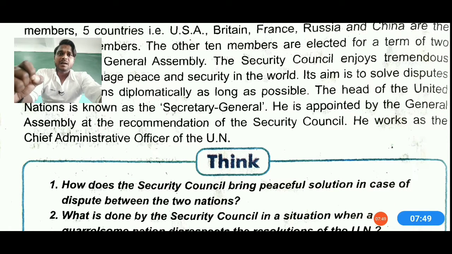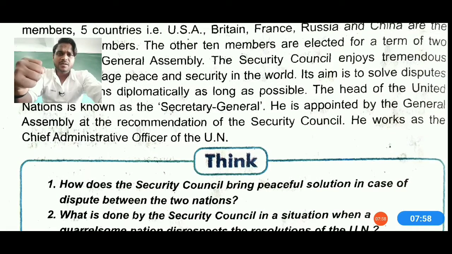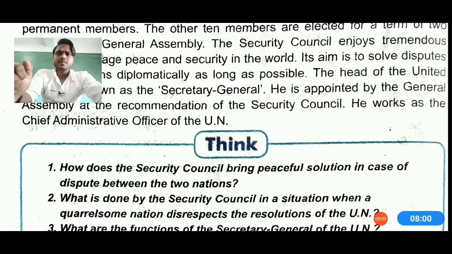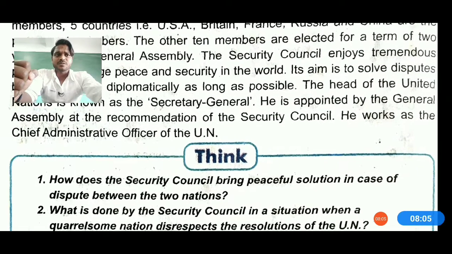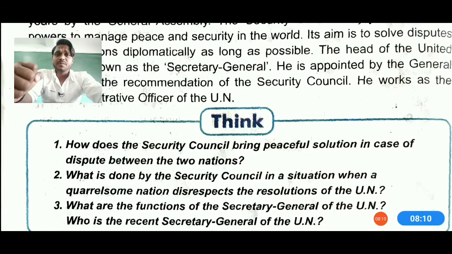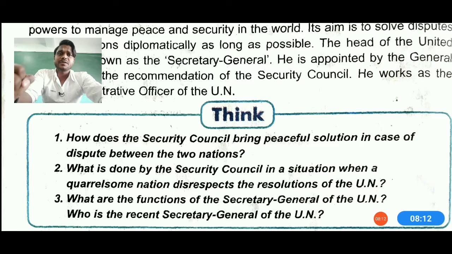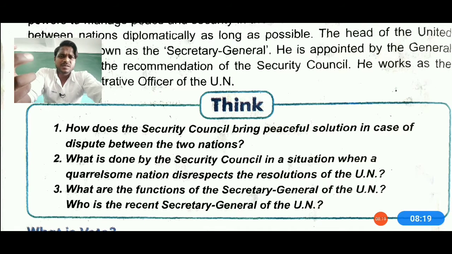Five members are permanent members. Now see, which are the five? USA, Britain, France, Russia, and China are the permanent members. The other 10 members are elected for a term of 2 years only. That is how the Security Council enjoys tremendous power to manage peace and security in the world. One of its aims is to solve disputes between nations, and as far as possible problems are sorted out diplomatically.